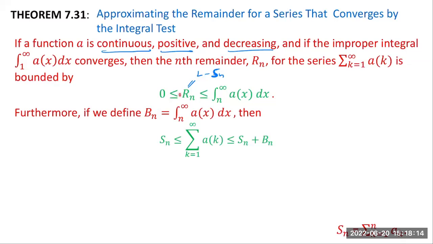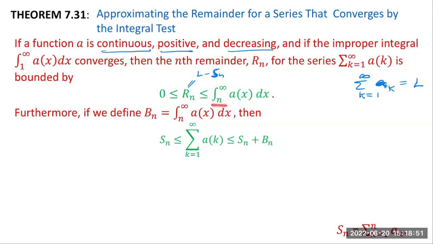Bounded by these numbers. Rn is the nth remainder, which is nothing but L minus Sn. What is L again? L is the summation of the full series, sigma k goes from 1 to infinity of ak. Of course, Rn is L minus Sn, where Sn is the nth partial sum. This is the definition that we saw earlier. So this Rn is always between 0, which is a lower bound, and an upper bound for the nth remainder.